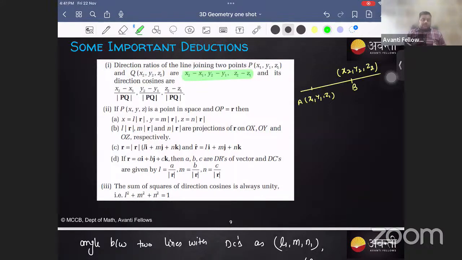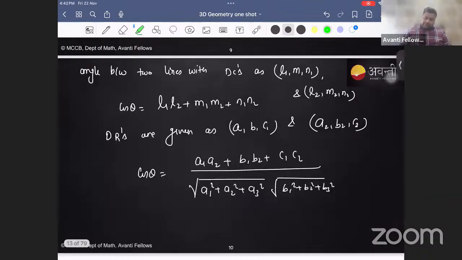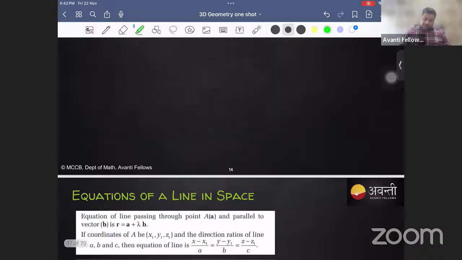And now if I convert it into direction cosines, that means you have to make it a unit vector. That means you have to divide it by the magnitude of AB or magnitude of PQ, which initially they have given as PQ. So direction cosines will be x2 minus x1 upon PQ magnitude, y2 minus y1 upon PQ magnitude, and z2 minus z1 upon PQ magnitude. All right. Am I clear?